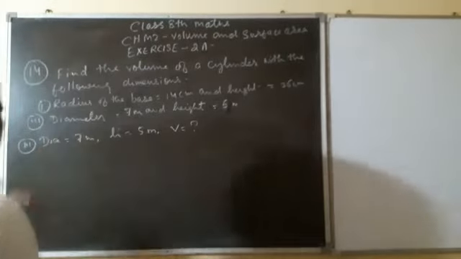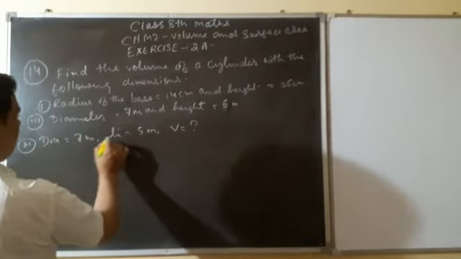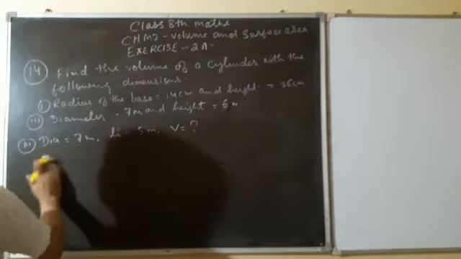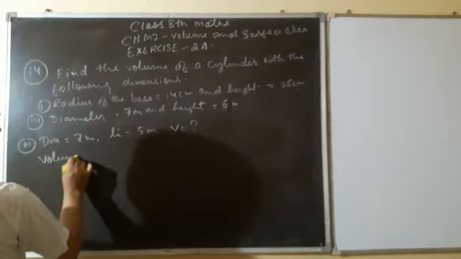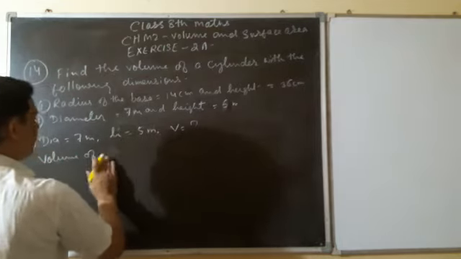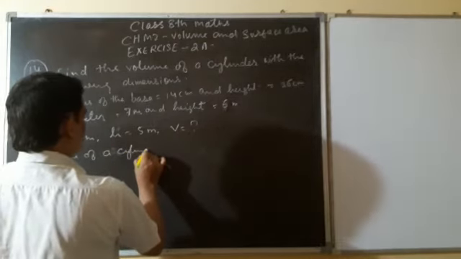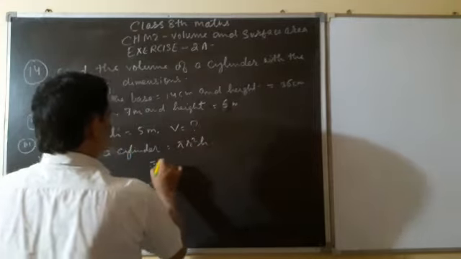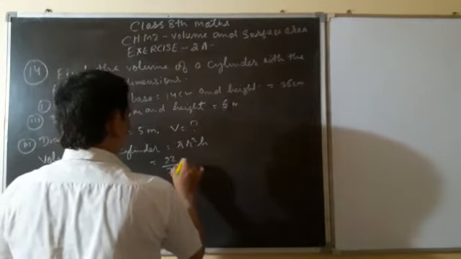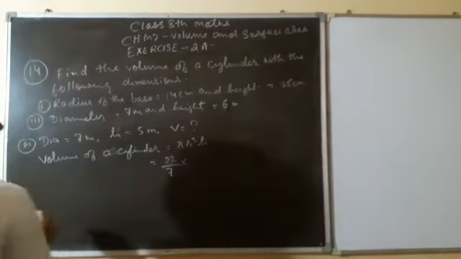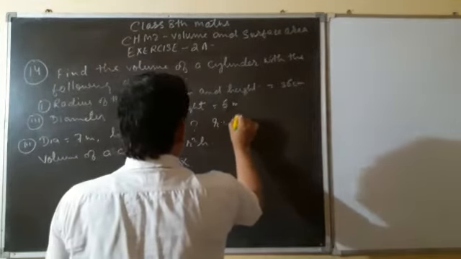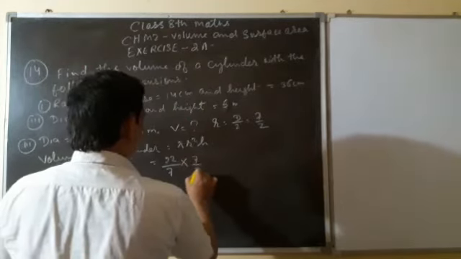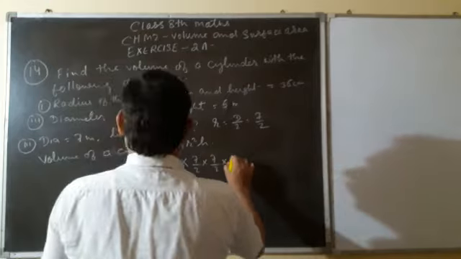Now we will see third part of this question. It is given diameter is 7 meter, height is 5 meter. We have to find out the volume. So volume of a cylinder is equal to pi r square h. Here in place of pi we will write 22 by 7. In place of r, what will be the r? As we know, r is diameter upon 2, means 7 by 2. So in place of r we will write 7 by 2 into 7 by 2 into 5.